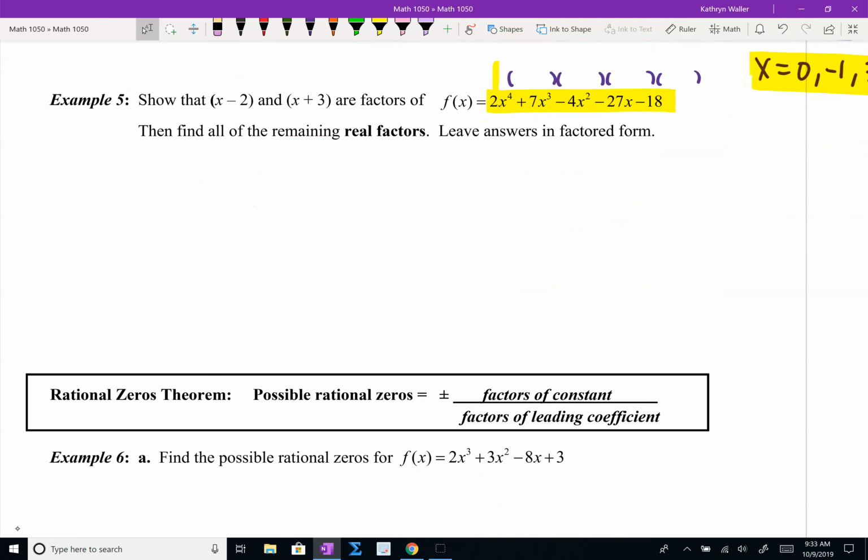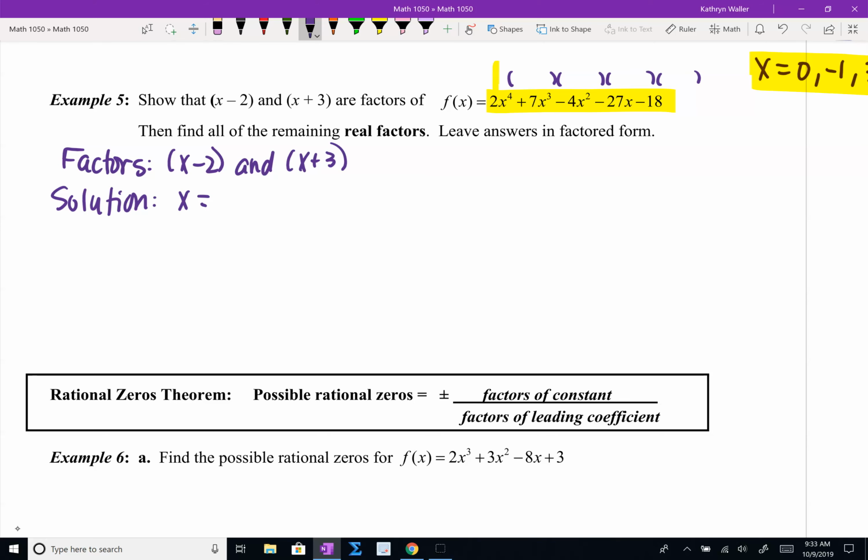Okay, here we go. Question 5. Show that these are factors, okay? And then find all of the remaining factors. So everybody write factors. And then write x minus 2 and x plus 3. So those are both factors. Well, if those are both factors, then I have a solution. Those aren't zeros, but what are the zeros or the solutions? Tell me. If I said x minus 2 equal to 0, I get 2. And what's the other one? Negative 3.